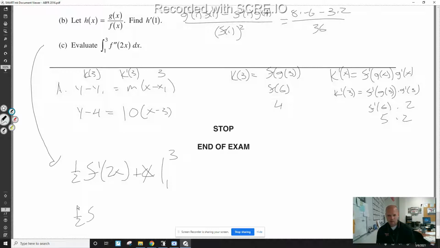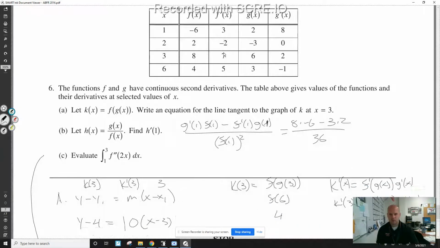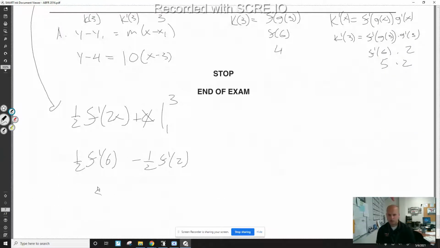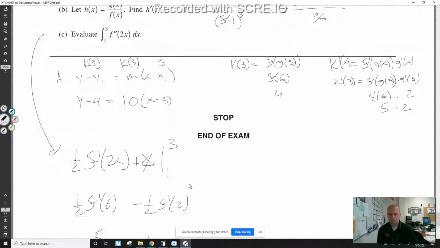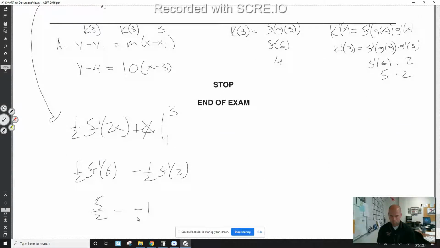That gives me 1/2 f prime of 6 minus 1/2 f prime of 2. F prime of 6 is 5. F prime of 2 is negative 2. So I got 5/2 minus negative 1. Right, f prime of 2 is negative 2, so that's positive 1. That was right.